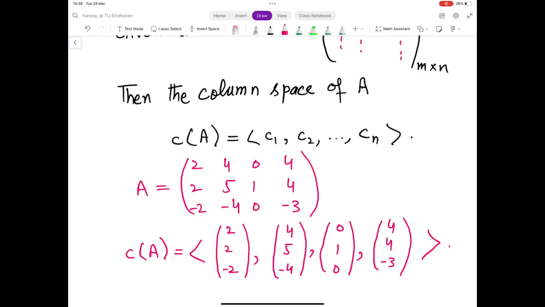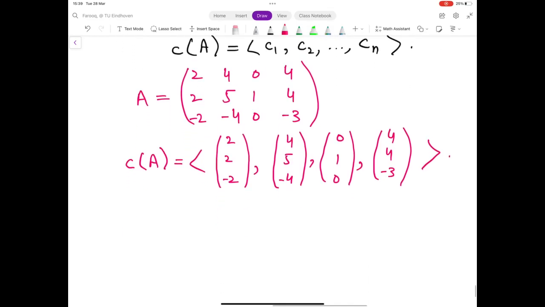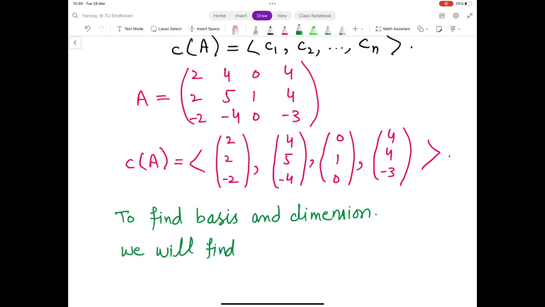Since these four vectors could be linearly dependent, it is not necessary that these vectors are the basis for this column space. So to find the basis and dimension, we will find a row reduced echelon form of the matrix A.